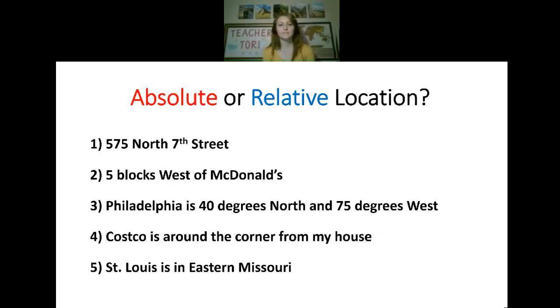And then number 5, St. Louis is in eastern Missouri. Ooh, we have a mixed bag. This one is relative. It's relative because eastern Missouri is such a huge piece of land that it could be anywhere. So saying that St. Louis is in eastern Missouri is too vague. It's not exact. If you wanted to give someone an exact location, you would have to give them coordinates to show them where St. Louis is.